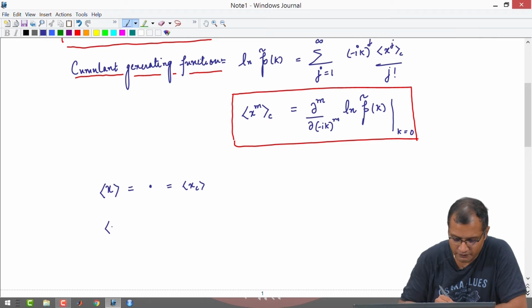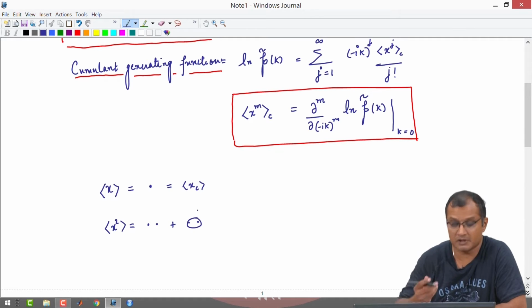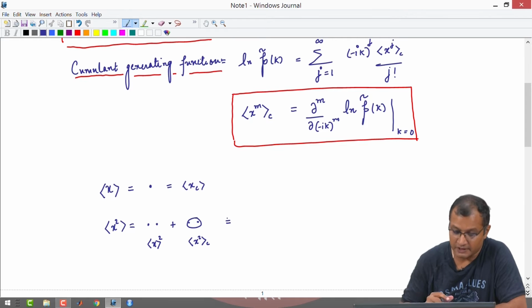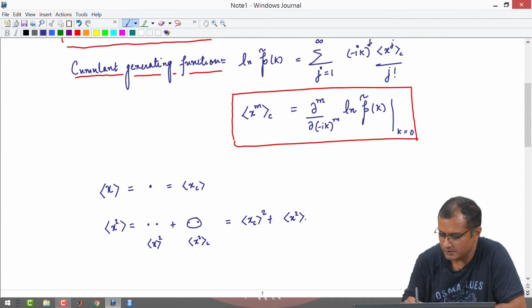Now, if you want to show what is the second moment, you use 2 dots, but now you can keep them disconnected, and you can also connect the 2 dots. With 2 dots a connection is possible. So, when you do not connect them, this is nothing but the first moment, and there are 2 of them. So, it is first moment square, and the 2 dots that you have connected, by our logic, is the second cumulant. And since we call the first moment the first cumulant, this is nothing but first cumulant square plus second cumulant.